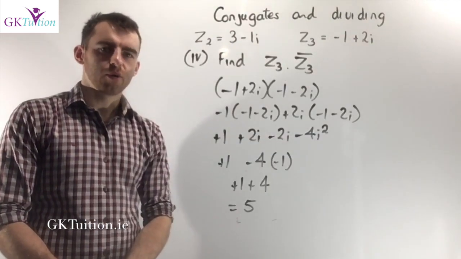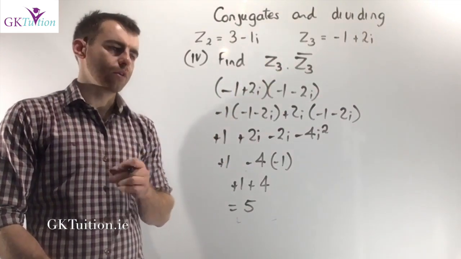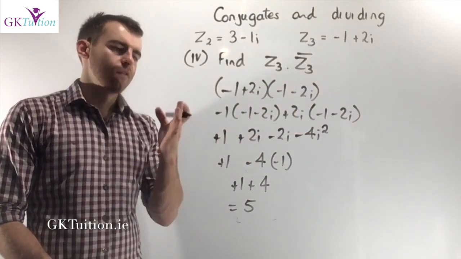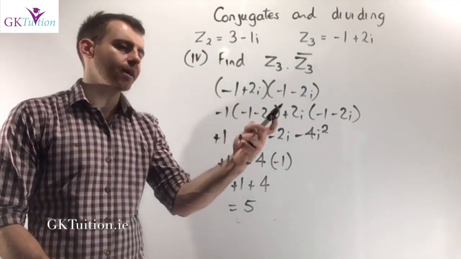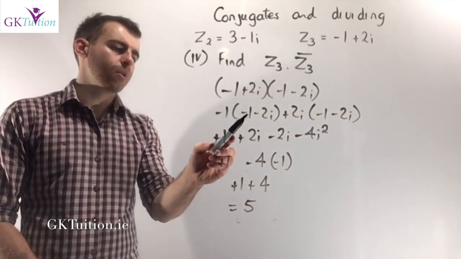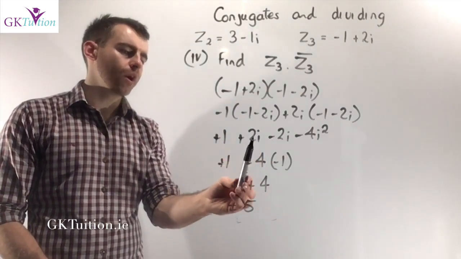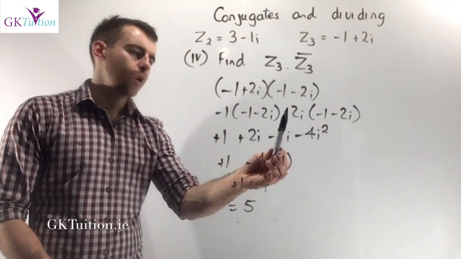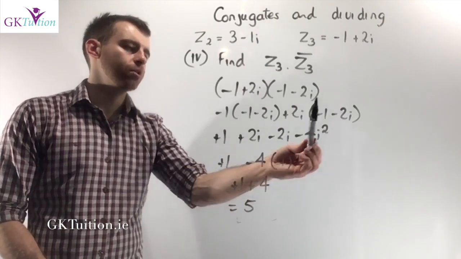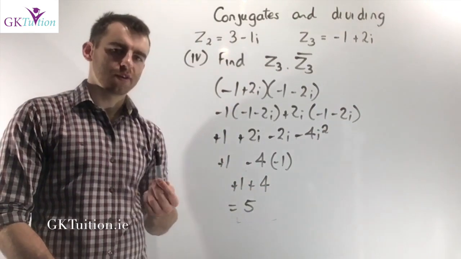In the fourth part of the question, I asked you to get Z3 multiplied by the conjugate of Z3, which is minus 1 plus 2i by minus 1 minus 2i. The first thing in the first bracket by the second bracket, second thing in the first bracket by the second bracket. Minus 1 multiplied by minus 1 is plus 1. Minus 1 multiplied by minus 2i is plus 2i. Plus 2i multiplied by minus 1 is minus 2i. And then plus 2i multiplied by minus 2i gives me minus 4i squared.